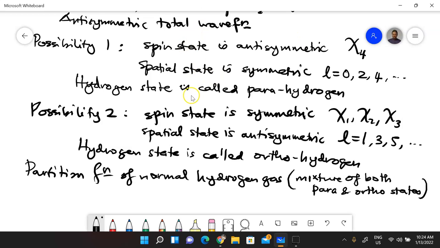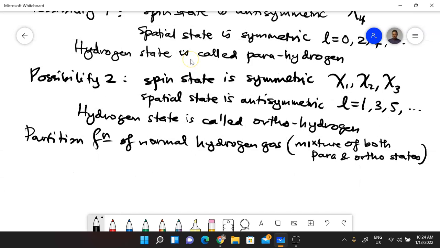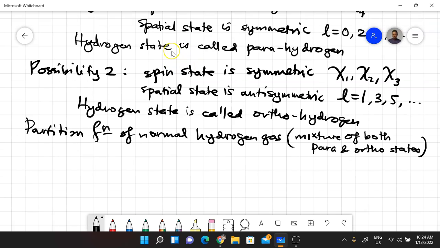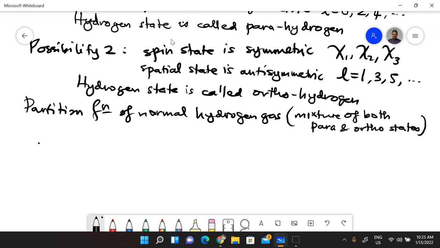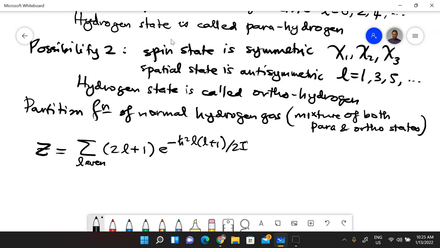So it would have the partition function to be divided by 2. So let me push this thing. So you have two parts of it. First is the case where L is even here. So you get your 2L plus 1 and then E minus h bar squared L(L plus 1) on 2IkBT. And then you have another one for the odd case.